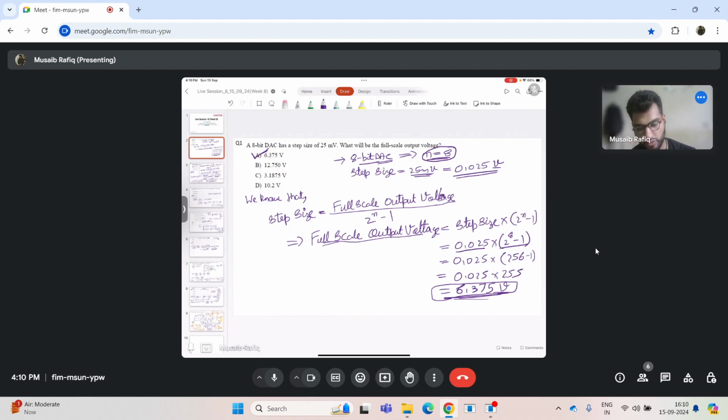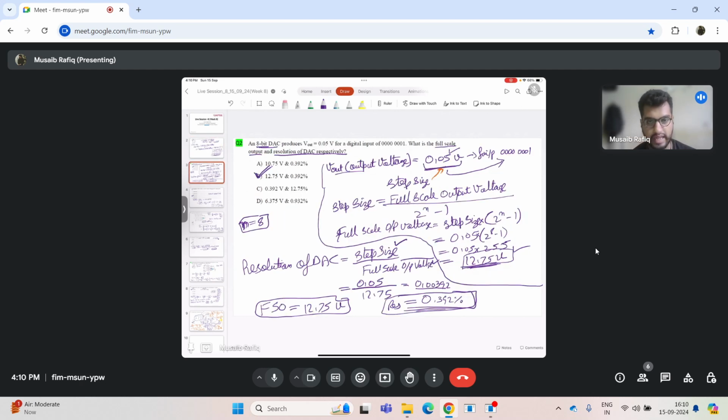This was a pretty straightforward question. The next question was: an 8-bit DAC produces V out of 0.05 volt for digital input 1. What is the full scale output and resolution of the DAC, respectively? Given was my output voltage for input 1. That simply means it is my step size, because I am moving only one step from 0 to 1. So step size was 0.05 volt.